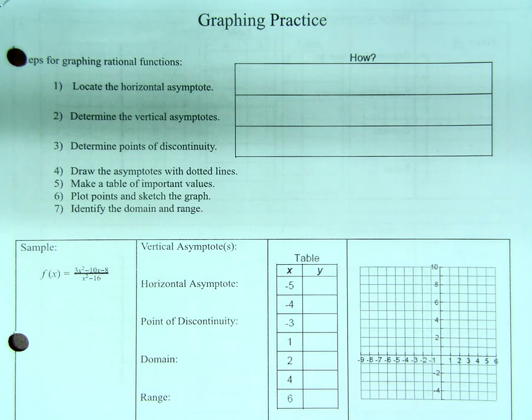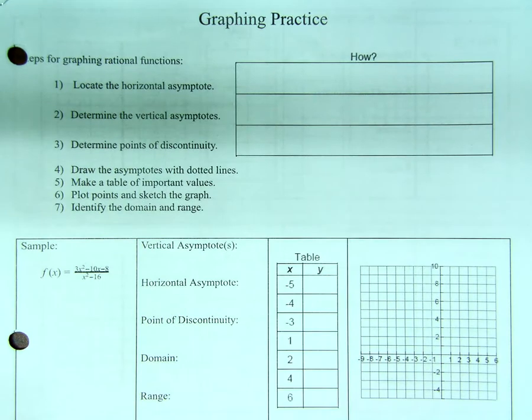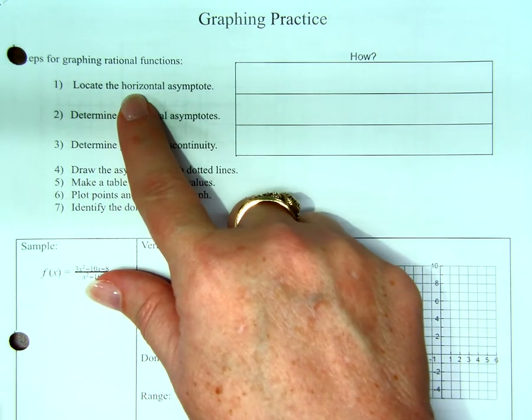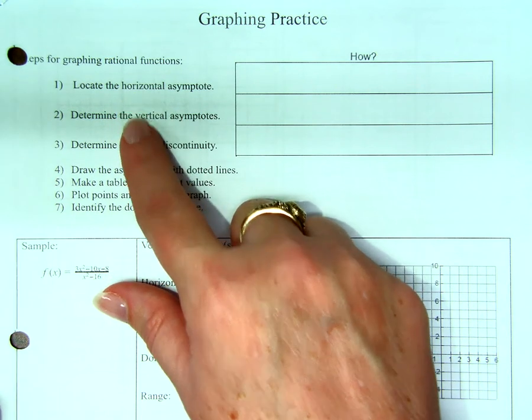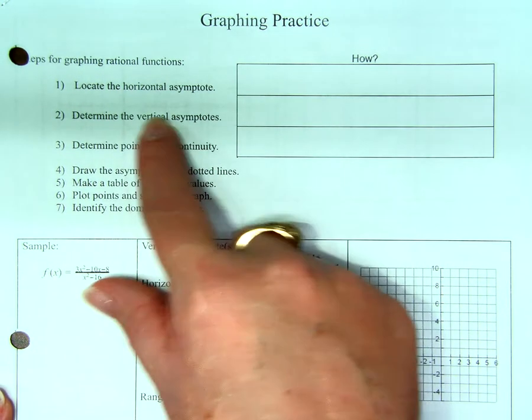Today we're going to put all the stuff we've been working on all week all together into one assignment. So let's go over the steps for graphing rational functions. Do you have to do horizontal first even though I have it on the list first? No. Do you have to do vertical second even though it's on the list second? You can do whatever order that you want.